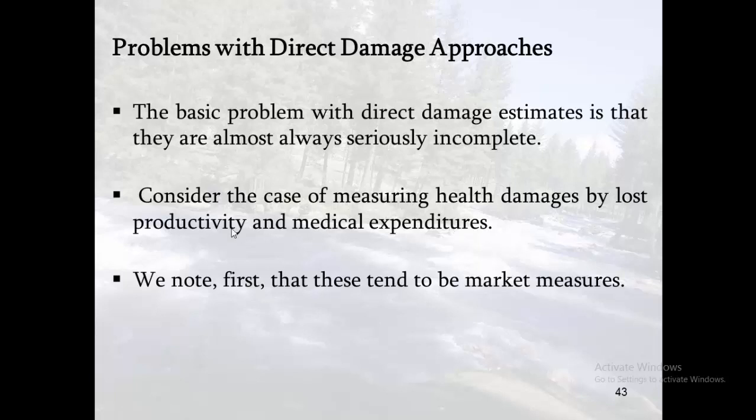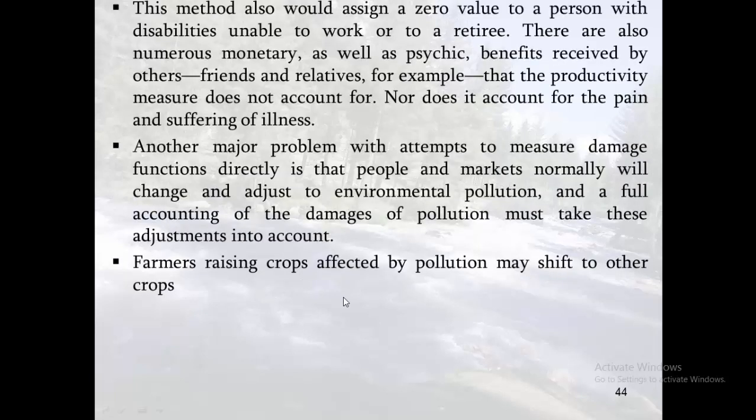Sometimes it is difficult to make such estimates. We note first that these tend to be market measures. This method also assigns a zero value to a person with disabilities who is unable to work or to retire. Similarly, due to pollution, it is possible that some people may retire earlier, or they may suffer from disabilities.